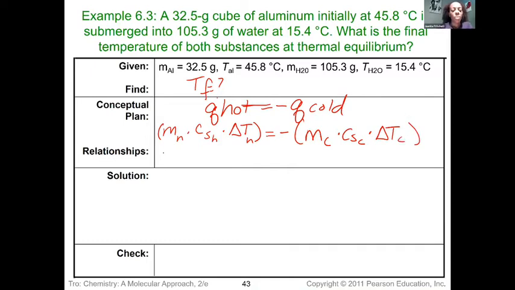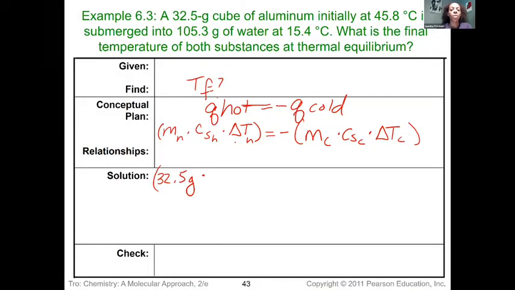The mass of the hot object, remember the aluminum is the hot thing, so we would say 32.5 grams times the specific heat of aluminum. And so we would have to refer back to that chart that we had previously. So the specific heat of aluminum is 0.903 joules per gram per Celsius. And then the delta T of the hot object, well, we don't know what the final temperature is, but we do know that we started at 45.8 degrees Celsius. And so then we would set that equal to, but opposite, the cold object side.